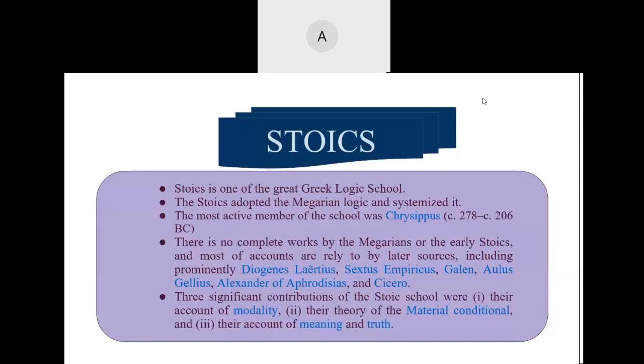There are no complete works by the Megarians or the early Stoics, and most accounts are related to later sources, including prominently Diogenes Laertius, Sextus Empiricus, Galen, Aulus Gellius, Alexander of Aphrodisias, and Cicero. And then three significant contributions of the Stoic school were their account of modality, their theory of the material conditional, and their account of meaning and truth.